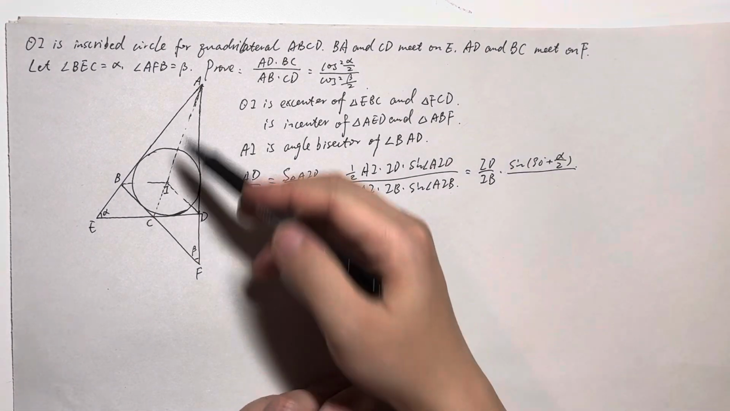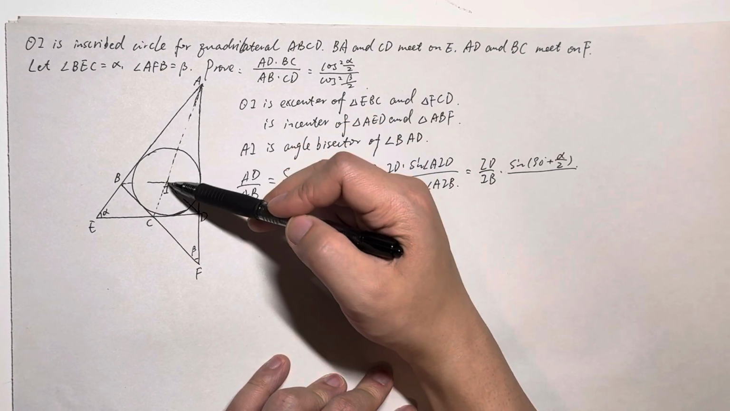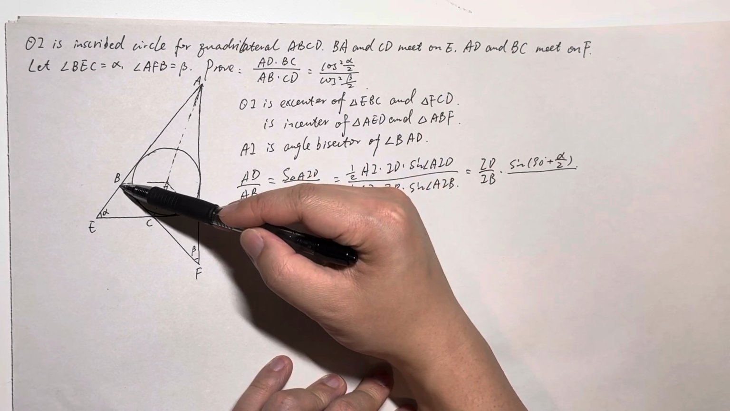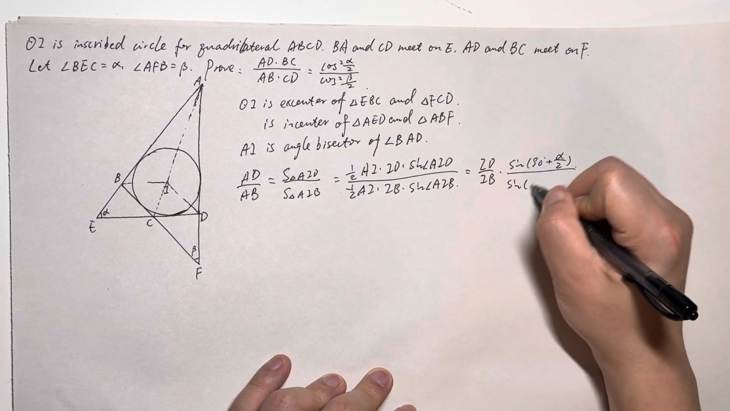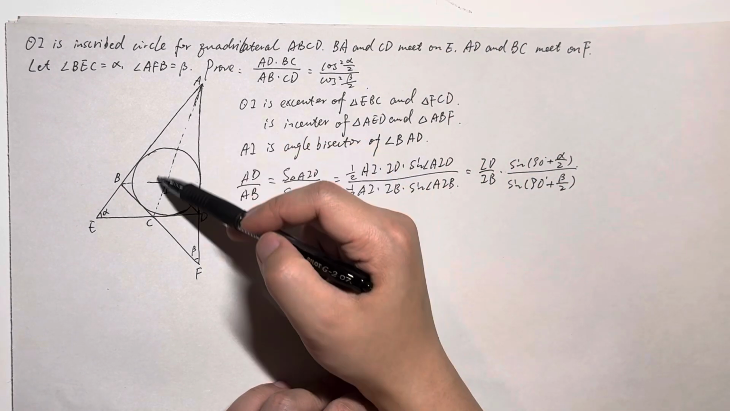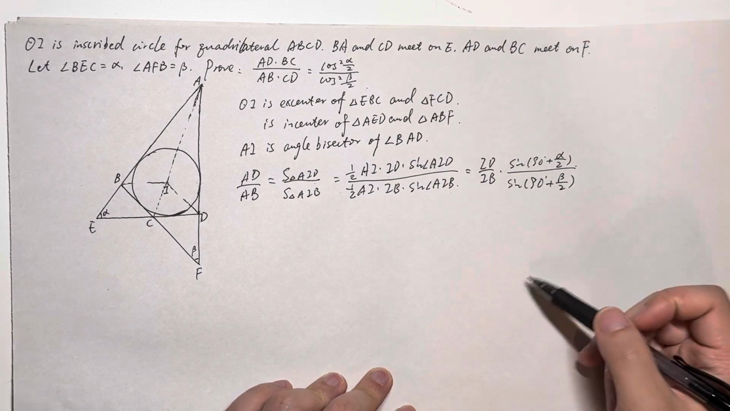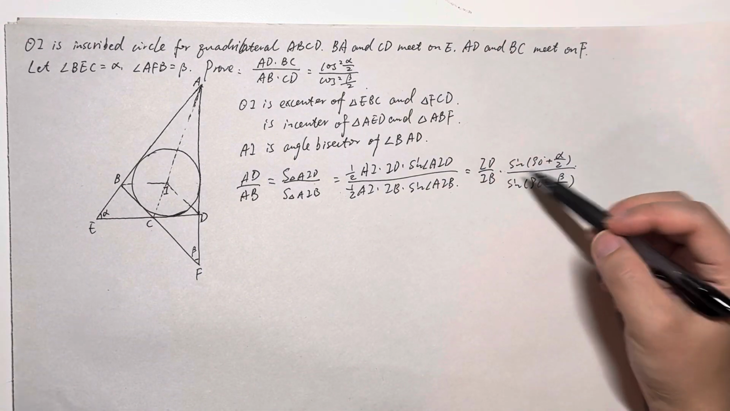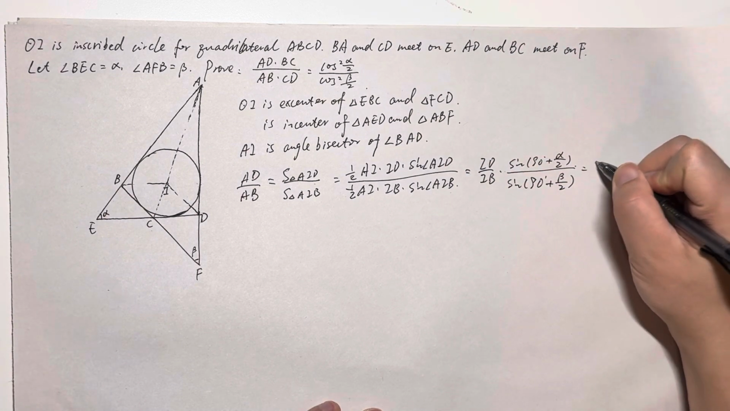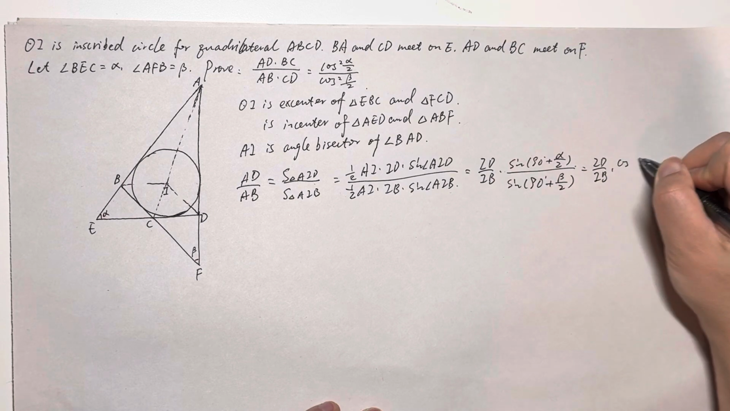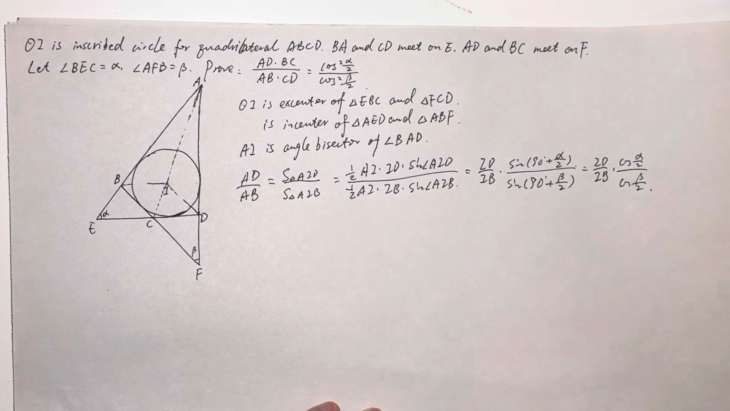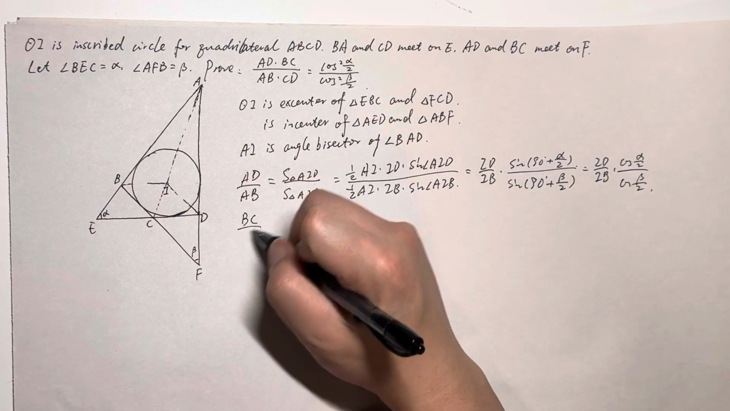And for the same reason, angle AIB, because I is the incenter of triangle AFB, is 90 degrees plus half of beta, right? Okay, so sine of 90 plus half alpha is cosine half alpha, right? So AD to AB equals ID to IB, cosine half alpha, cosine half beta. We're close. So what about BC to CD?